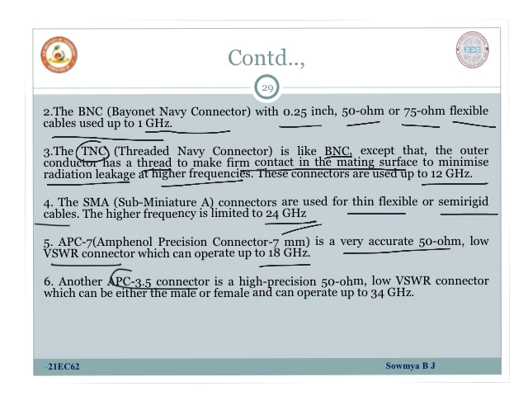Next we have APC 3.5 connector. It is a high precision 50 ohms low VSWR connector and it can be either male or female and it can operate up to 34 gigahertz.